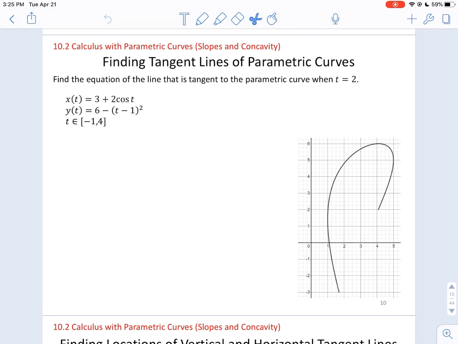Calculus students, now that we've talked about how to do parametric curves, doing calculus with parametric curves, finding slopes of tangent lines and concavity, area, arc length. All right, so we have a parametric curve for time -1 to 4, and our goal is to find the equation of the line that is tangent to this parametric curve when t is 2.